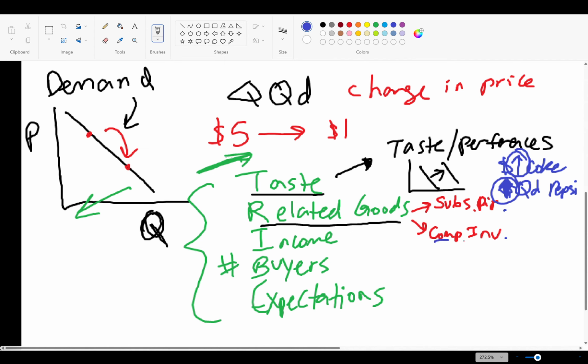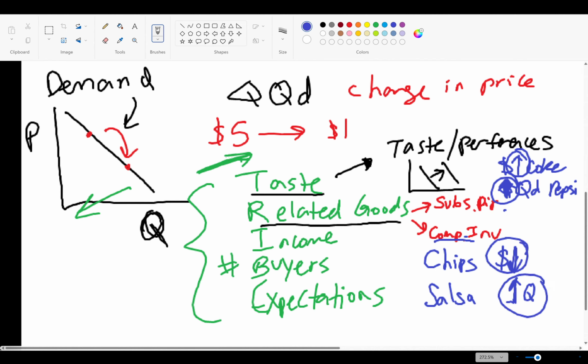Now, what are complementary goods? It's like chips and salsa. So if people buy chips, they're probably going to buy some salsa to go along with those chips. So if the price of chips goes down, then people are going to buy more chips, so the quantity demanded for salsa will go up. So you see how these two are opposites. When one goes down, another goes up. That's why they're inversely related. And that's basically substitute goods and complementary goods.